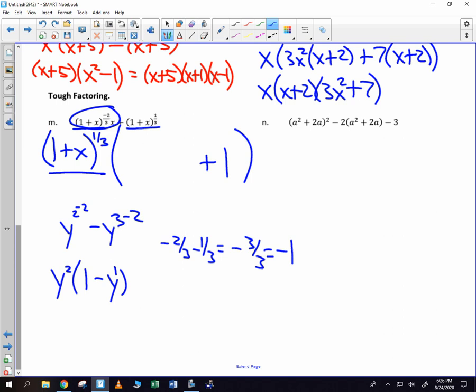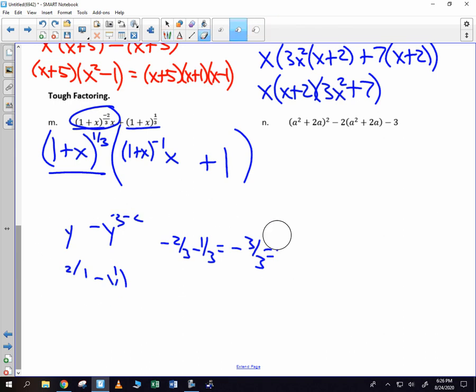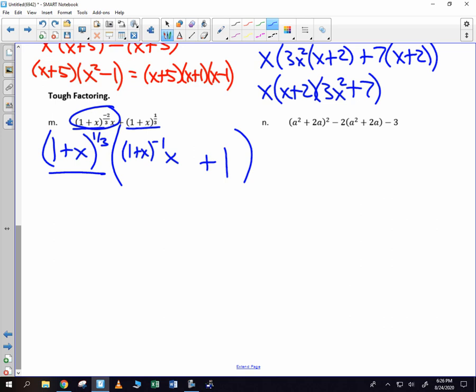So if you factor it out, you get 1 plus x to the negative 1, and then you have that x right alongside of it. So what does that look like then? Well, it looks like 1 plus x to the 1/3 times, this goes to the denominator, 1 plus x. This goes to the numerator, plus 1. That is the factored form.